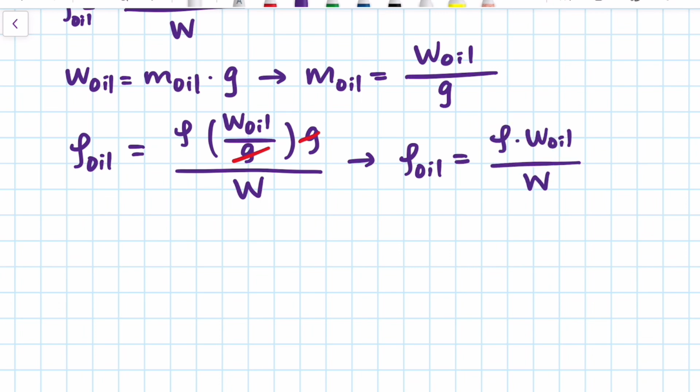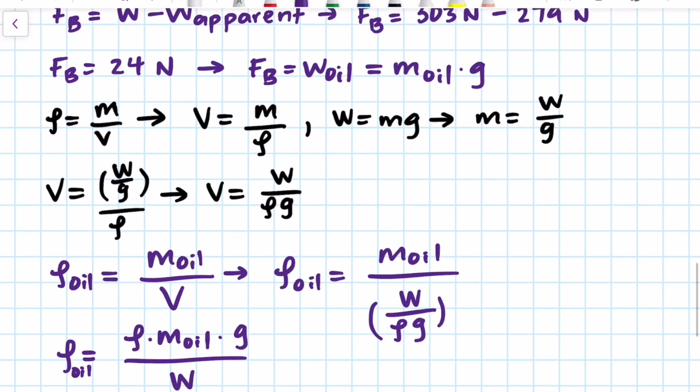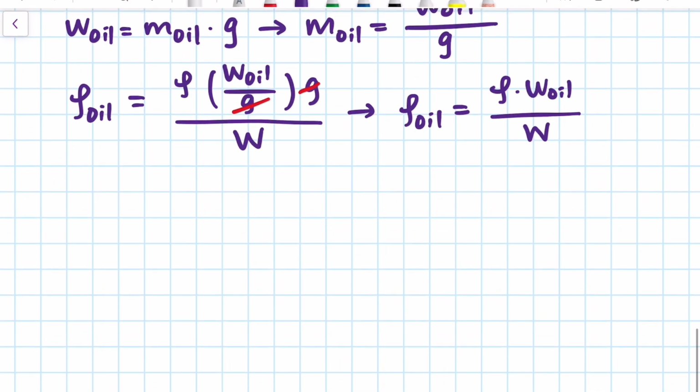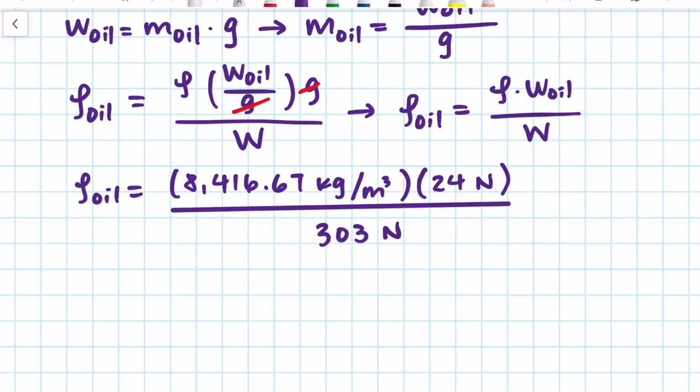So we have that the density of the oil is equal to the density of the water, sorry, not the water, the object, times the weight of the oil which was displaced, the 24 newtons, divided by the weight of the object, the original weight. Let's plug in our numbers. There you go. The newtons are going to cancel, so that leaves us with units of kilograms per meter cubed, which is exactly what we want.